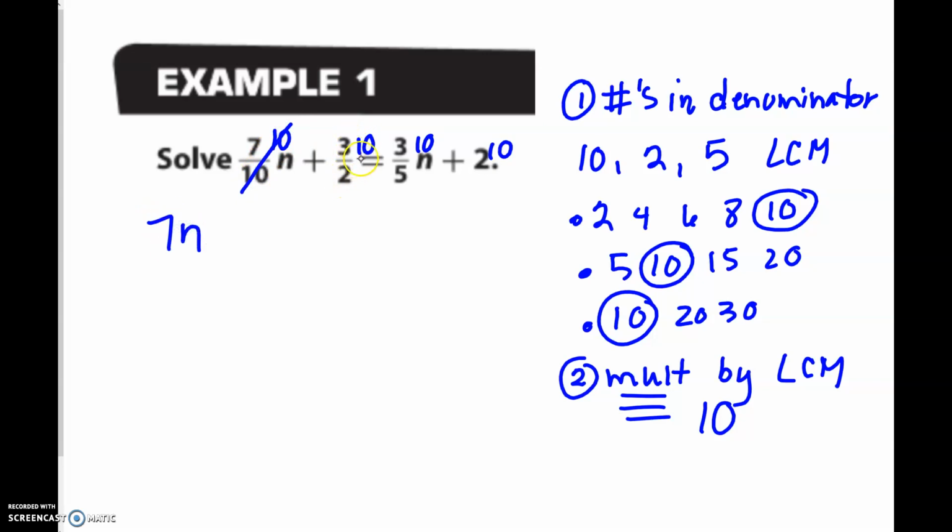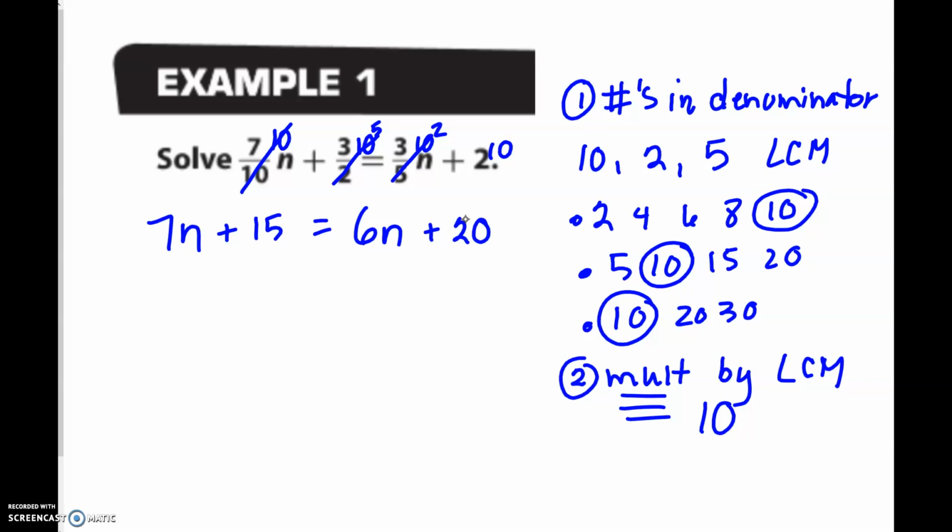Now when you take 3/2 times 10, we can simplify this: 2 goes into 10 five times, and 3 times 5 is 15. For the next one, 5 goes into 10 twice, so 3 times 2 leaves us with 6n, and then 2 times 10 is 20. Remember, you can just use your calculator and take 7/10 times 10, and you're going to get 7n. Now you got rid of all of your fractions and have nice whole numbers.